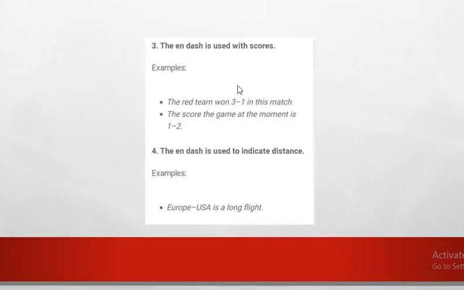In other sentences, the en dash is used with scores. The red team won 3-1 in this match. The score of the game at the moment is 1-2. The en dash is used to indicate distance. Europe–USA is a long flight.